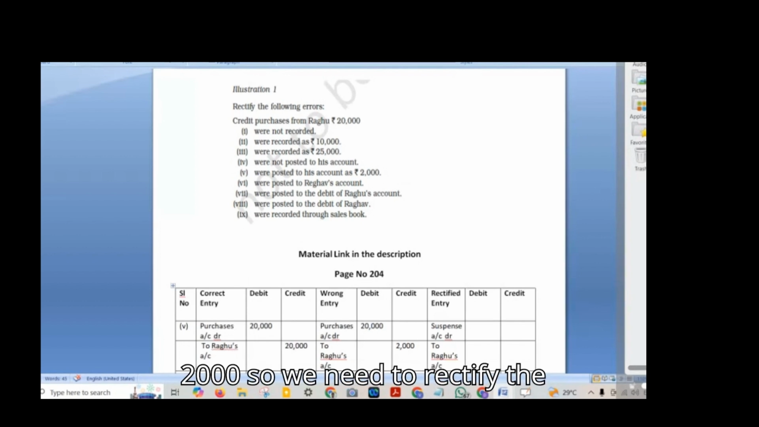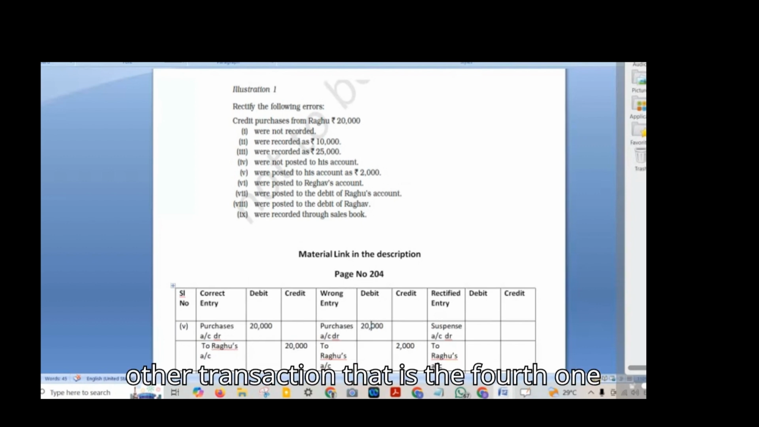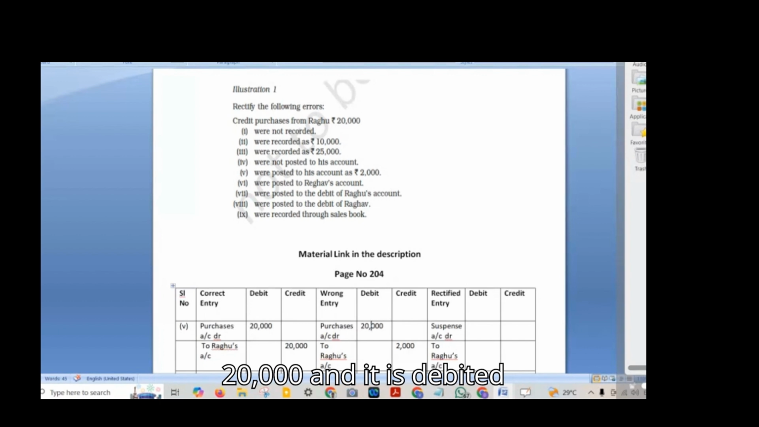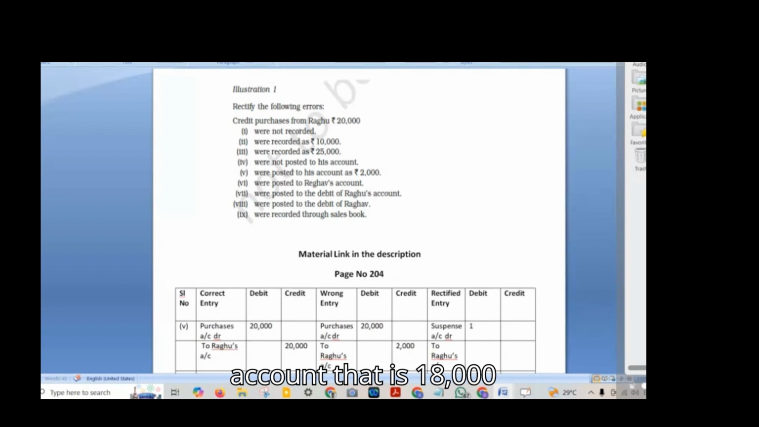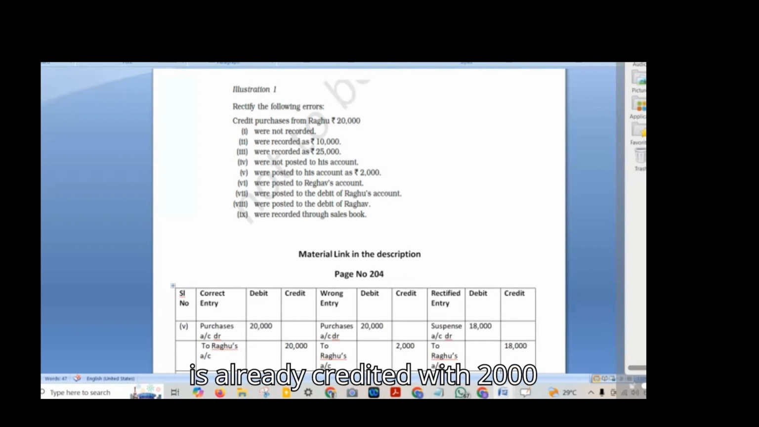20,000 purchases, but they have taken it as 2,000. So we need to rectify the entry. As we already discussed in the other transaction, the fourth one, purchases, both sides it is 20,000 and it is debited correctly. So we need to move to suspense account 18,000, and to Raghu's account 18,000. Why 18,000? Because Raghu's account is already credited with 2,000. The balance 20,000 minus 2,000, that is 18,000, debited to suspense account and later credited to Raghu's account.